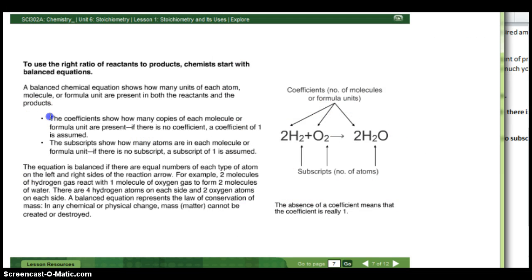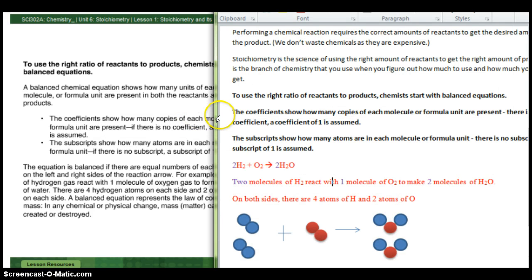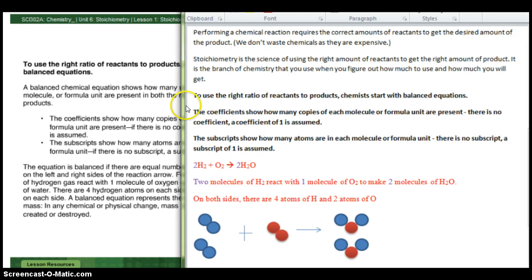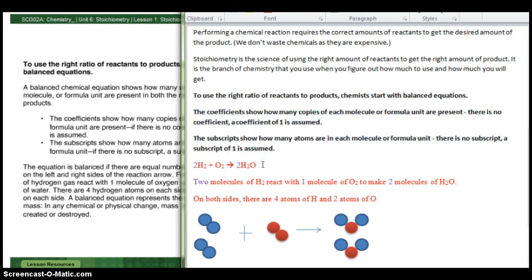Okay, what I did is I copied this into the notes, and then I wrote a little bit about it. So let's look at the notes that I took. So this is what I copied about the coefficients and the subscripts. Then what I did is I wrote our chemical equation, and I changed some numbers to be purple. Here's why. Because when I read it, it says 2 molecules of H2. That's represented by the fact that here's H2, and there's 2 copies of it. That's what the coefficient tells us, how many copies there are of each. So 2 molecules of H2 react with 1 molecule of O2.